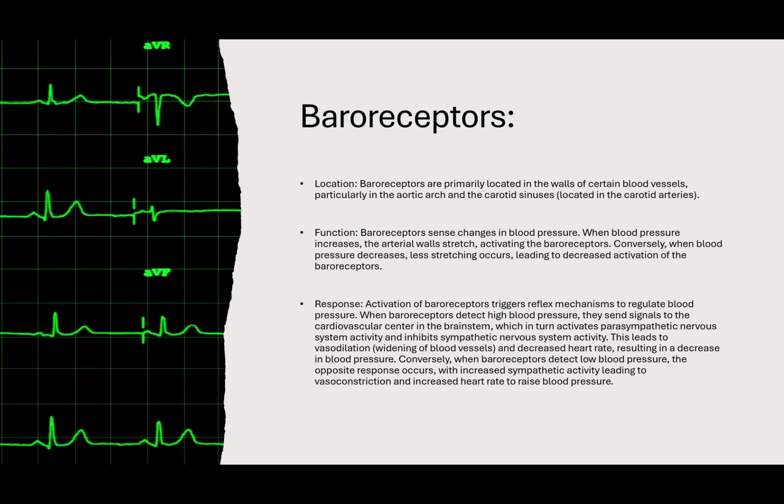So the baroreceptors detect high blood pressure. It sends signals to the cardiovascular center in the brain stem, which in turn activates the parasympathetic nervous system. The parasympathetic activity inhibits the sympathetic nervous system, leading to vasodilation. So when the parasympathetic nervous system fires, it inhibits the sympathetic nervous system from firing, and this leads to vasodilation and decreased heart rate. So it's resulting in decreased blood pressure.